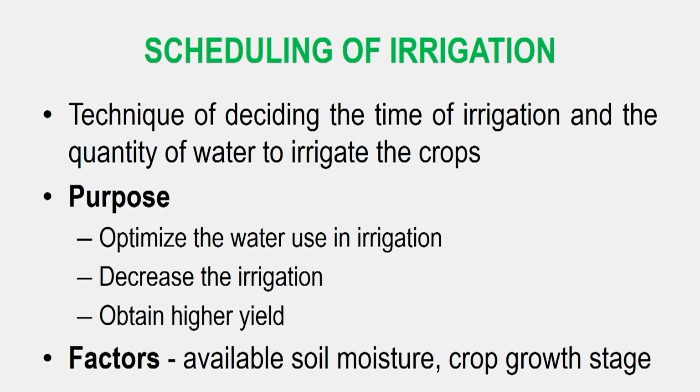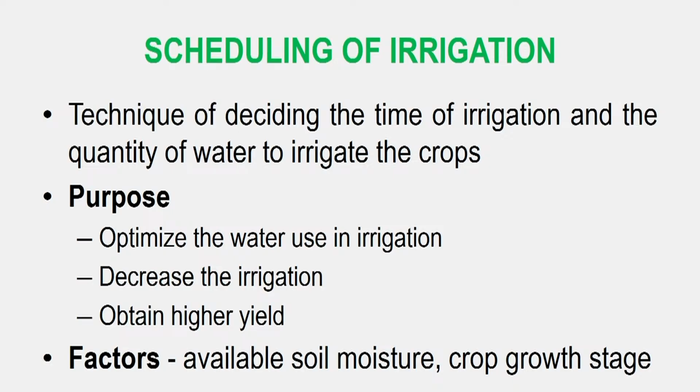And the second purpose will be the decrease in irrigation requirement. When we do not schedule our irrigation, we may over irrigate our land.